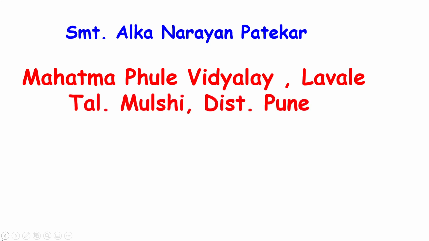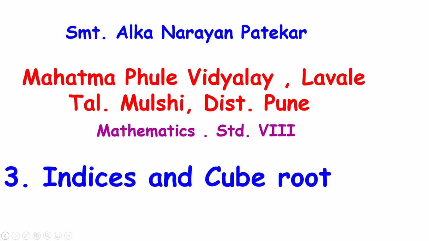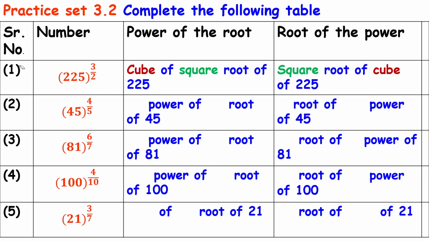Today we are going to continue study of Mathematics Standard 8, Chapter 3, Indices and Cube Root, Part 3. Practice set 3.2. Question number 1. Complete the following table. Here numbers are given in index form and we have to write the meaning of the number in two ways, that is power of the root and root of the power.